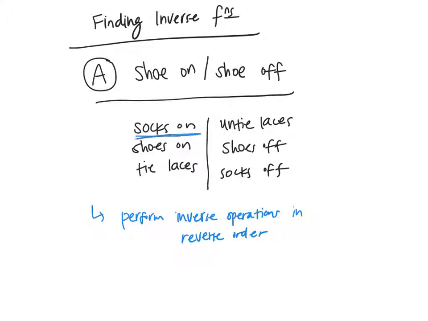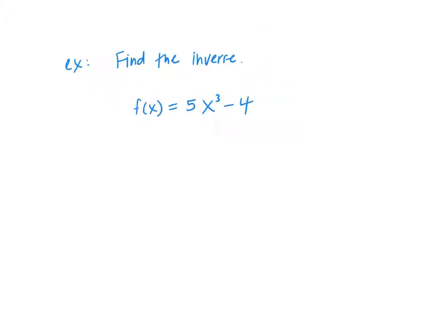Right? If you put your socks on, you have to take them off, but it's going to be in reverse order. Here's an example. Find the inverse. F of x equals 5x cubed minus 4.